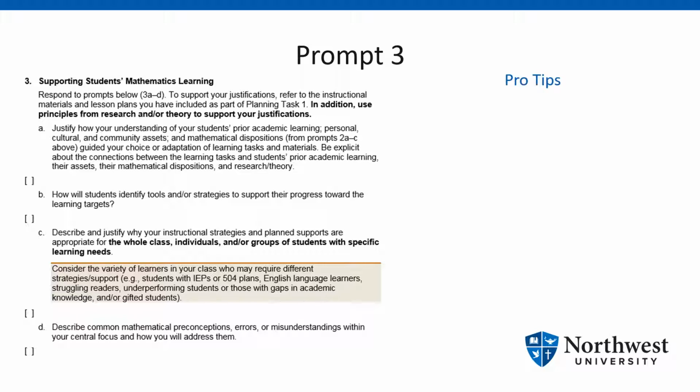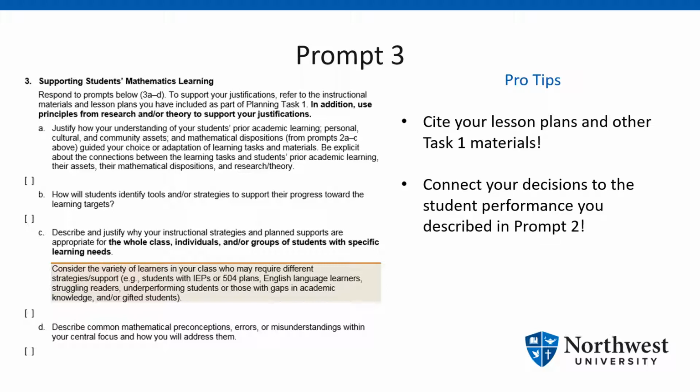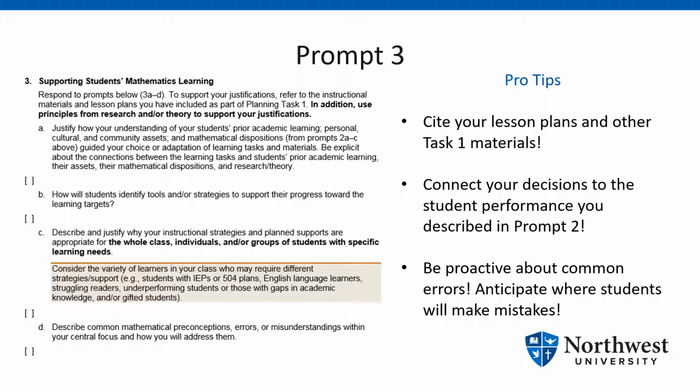As always, there are pro tips. Please cite your lesson plans and other task 1 materials. It is asking you to explicitly make connections. You need to do that explicitly. Connect your decisions to the student performance that you described in prompt 2. If you referred back to specific test data which revealed that your students had only partial understanding of a topic, you need to address that and why that led you to create these specific instructional supports or make these specific instructional decisions. And like I just said for 3D, be proactive in addressing likely errors that students will make. Anticipate what is going to happen.